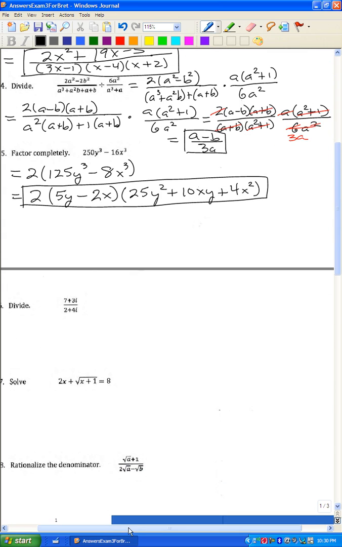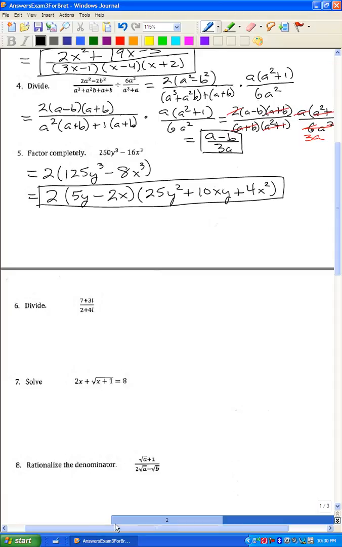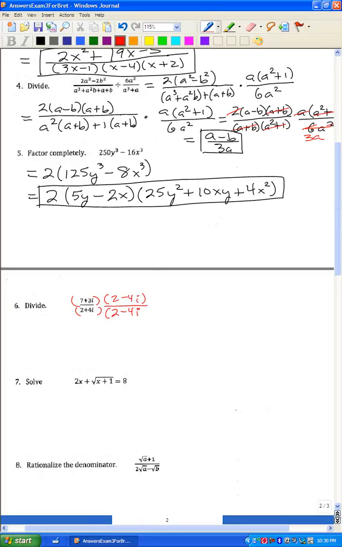Okay, let me do problem number 6. And so I want to divide these, so let me multiply and divide by the conjugate of the denominator, the complex conjugate of the denominator. And so let me multiply and divide here by 2 minus 4i. And so let me multiply this out.